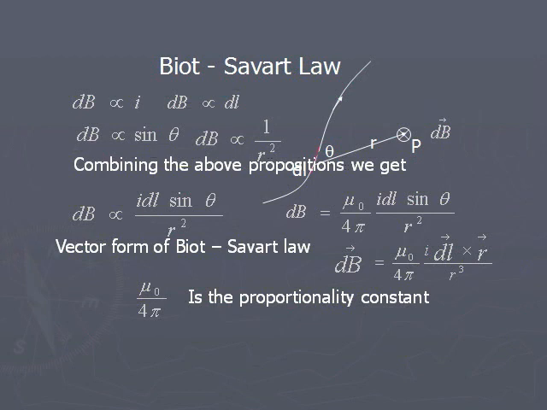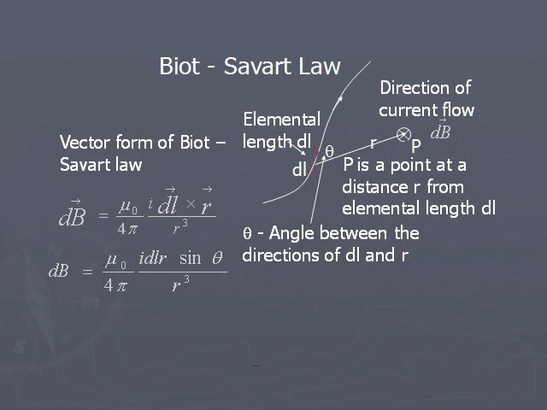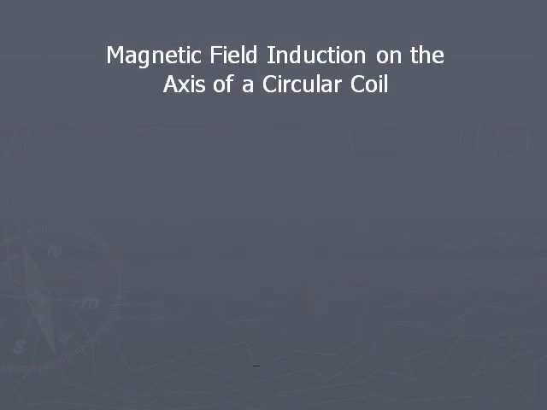Hence, it will be written as dB bar is equal to mu naught by 4 pi into I dl bar cross r bar by r cube. dl bar cross r bar is dl r sin theta. So one r gets cancelled, and we get the same relation for dB. So dB bar is written as mu naught by 4 pi into I dl bar cross r bar by r cube.